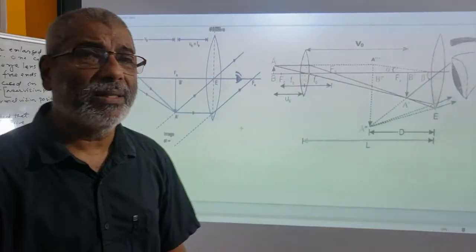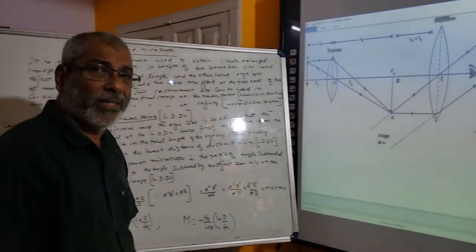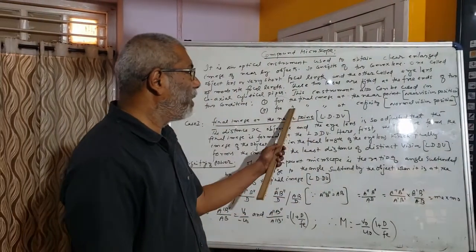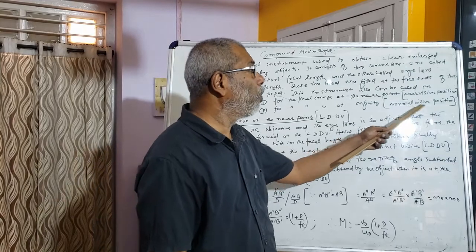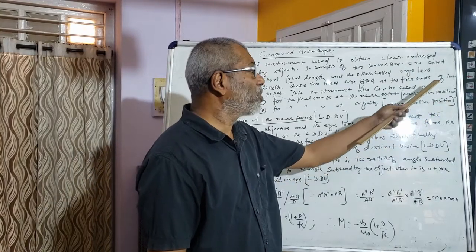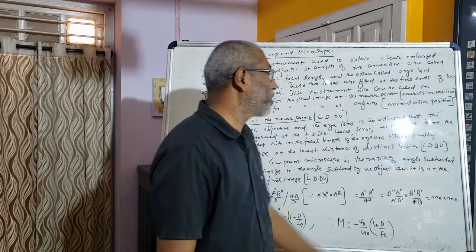And the other is the final image at infinity. This condition is also called the normal vision position. The first one is called the near vision position.